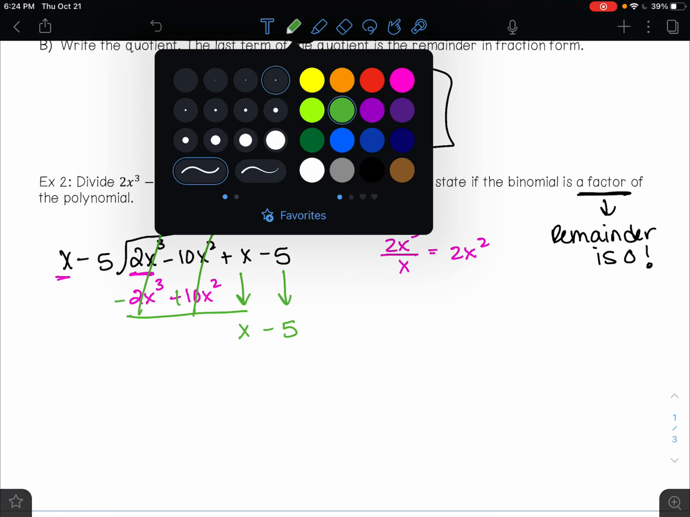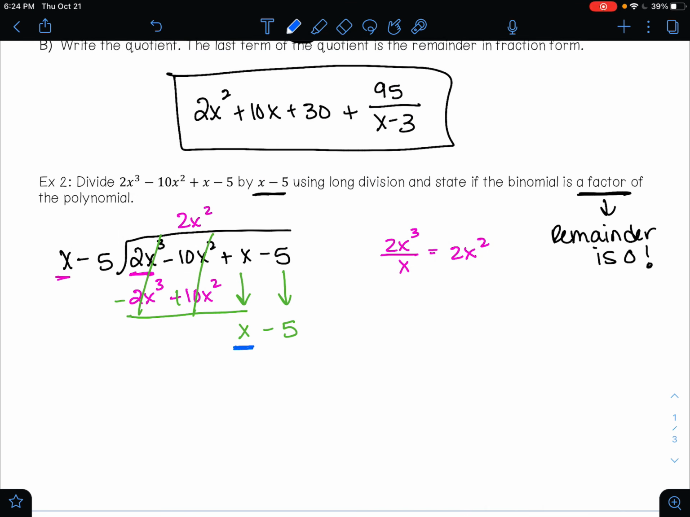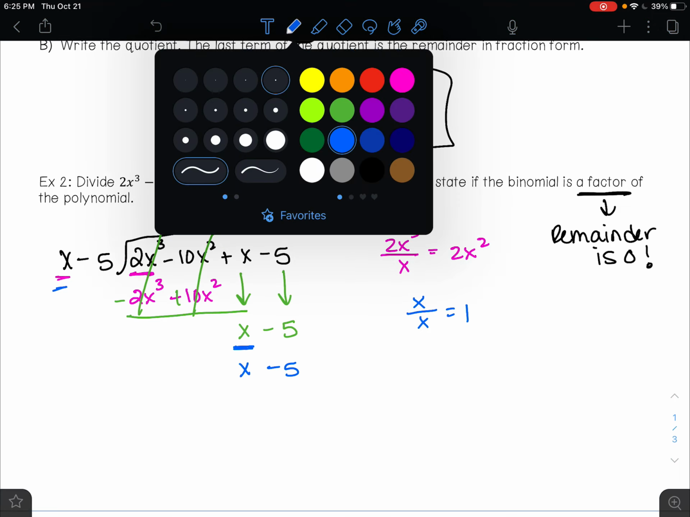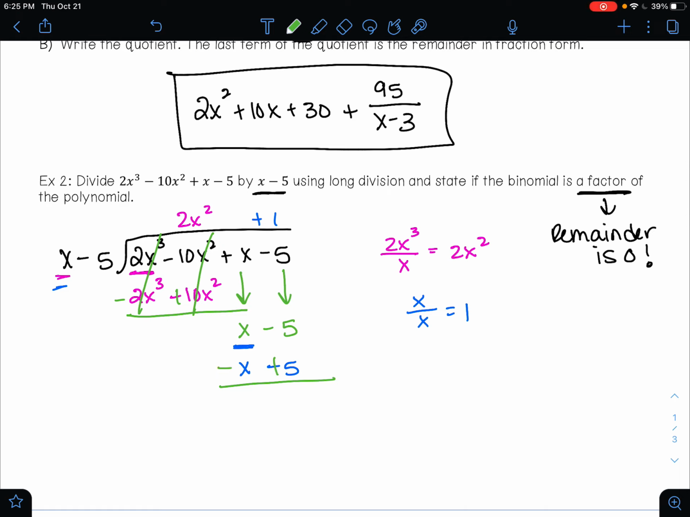We're going to do the same process over again. X divided by x is 1. So plus 1. 1 times x is x. And 1 times negative 5 is negative 5. I am going to draw my line and change my signs. X minus x is 0. Negative 5 plus 5 is 0. So my answer is my quotient, which is 2x squared plus 1.